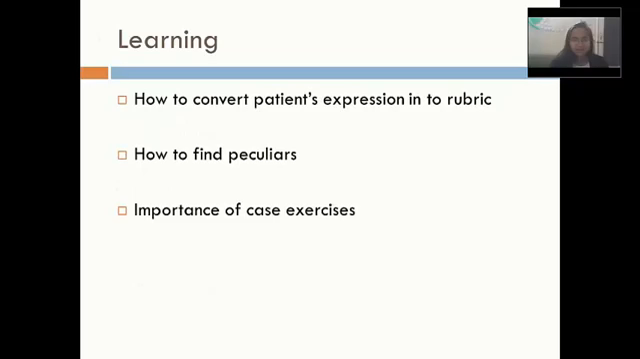So guys, for today's talk, the learning is how to convert patient's expression into rubric, how to find peculiars, and the importance of case exercises. These 3 points I wanted to convey to you.